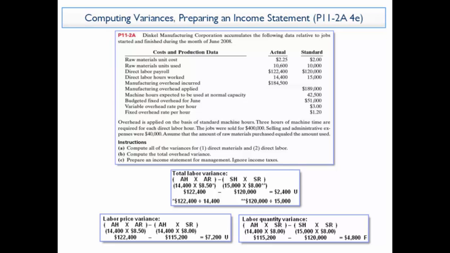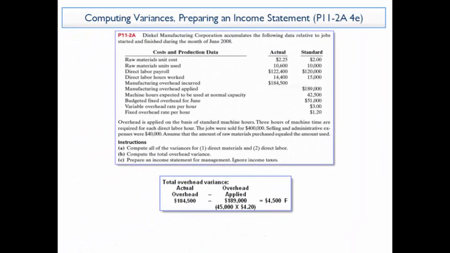Now when we add the $4,500 favorable variance to the $7,200 unfavorable variance, what we wind up with is a $2,400 total labor variance that's unfavorable. So you can see that on this slide we've broken down the total labor variance into its components, the labor price variance and the labor quantity variance.